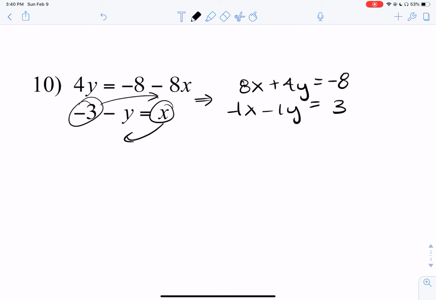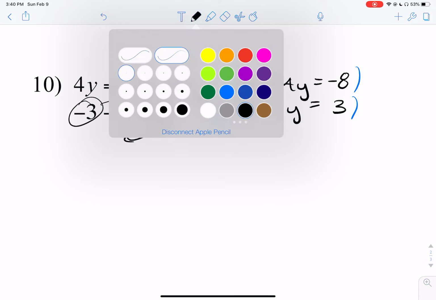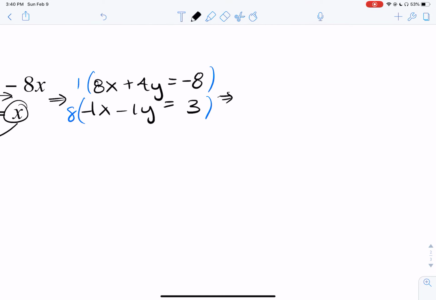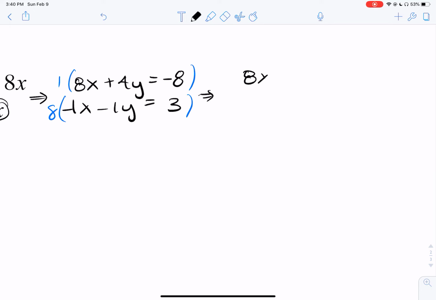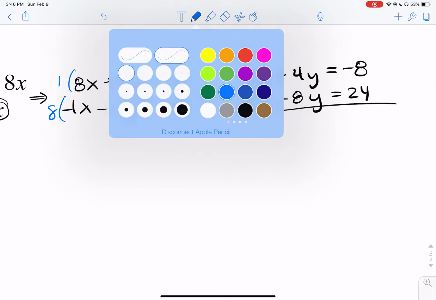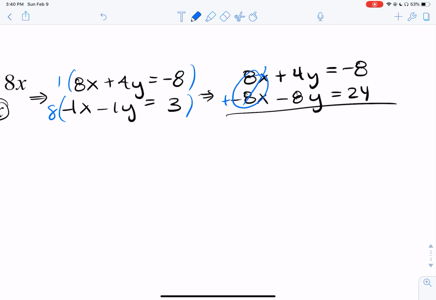So again, I'm going to eliminate the x values. So I'm going to multiply the top equation by 1, the bottom equation by 8. So this is what we end up with. We end up with positive 8x, positive 4y is equal to negative 8. Multiplying the bottom equation by 8, we end up with negative 8x minus 8y is equal to 24. So adding downwards, this becomes 0. This is going to be a negative 4y and this is going to be positive 16. We divide, so the value of y is negative 4.